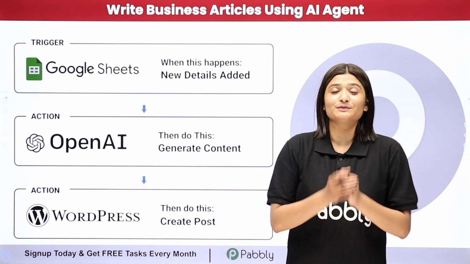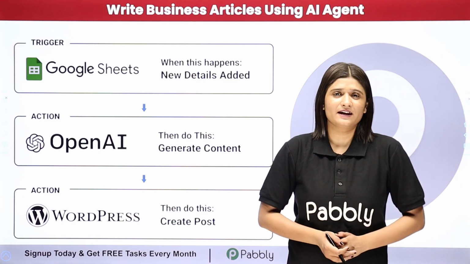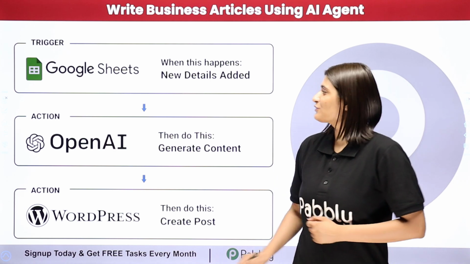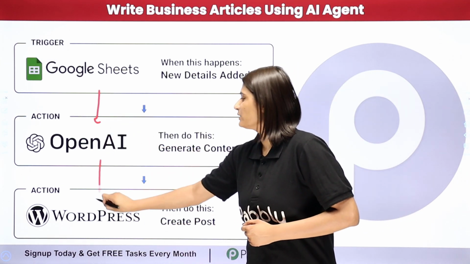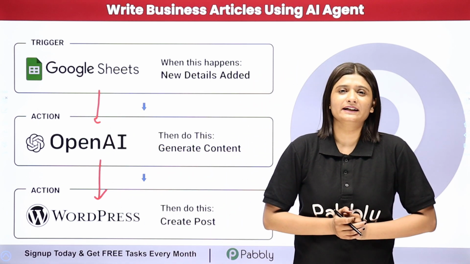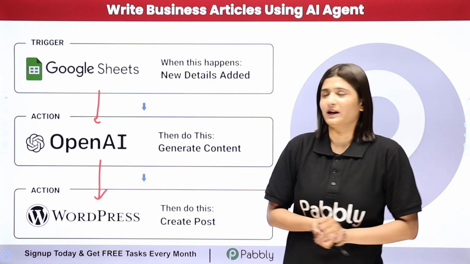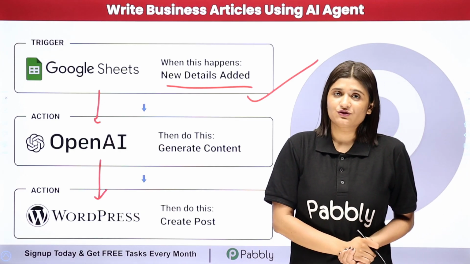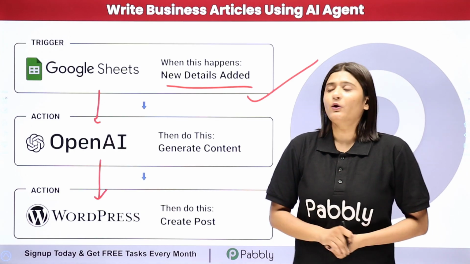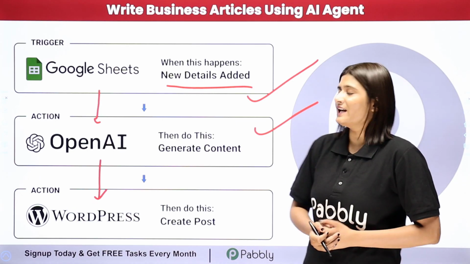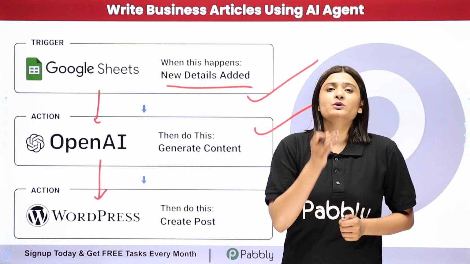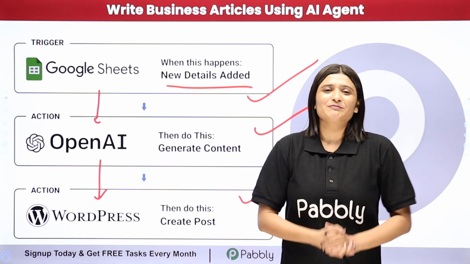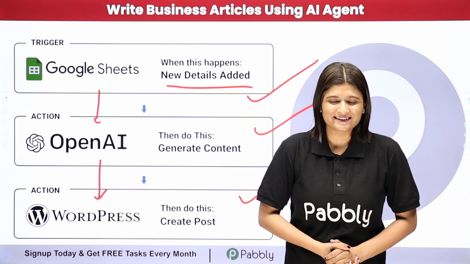Pabbly Connect is an amazing automation and integration software which requires no coding or programming skills. Here I just need to build a connection between Google Sheets, OpenAI and WordPress. With the help of Pabbly Connect, I'm going to build this connection in such a way that whenever I add a new title or detail in my Google Sheets spreadsheet, the content or the article will be automatically generated using OpenAI, which is my AI agent, and it will be automatically created as a post on my WordPress. Now, if you want to learn the step-by-step process, then let me take you all to my screen.